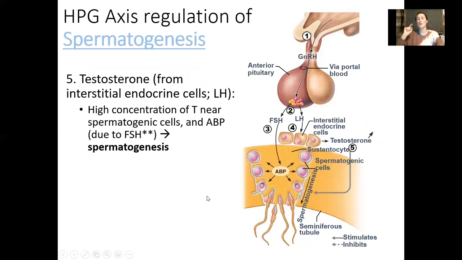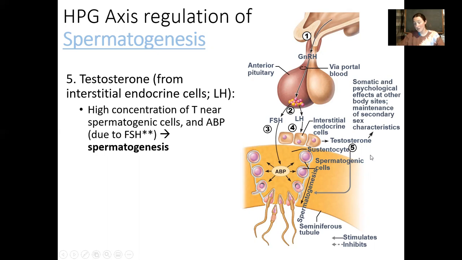All right, so really you need both LH and FSH to have appropriate sperm count. But FSH is really considered to be the main spermatogenesis hormone. Without FSH, you don't have ABP. Without ABP, you can't keep all of that testosterone you're making in the testis where it is needed to drive spermatogenesis. So if for whatever reason you have low FSH, then sperm count might be low as well.